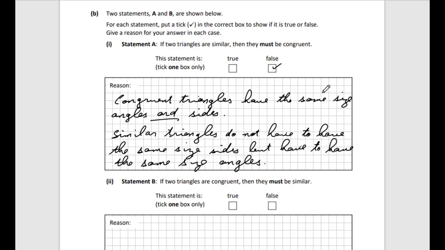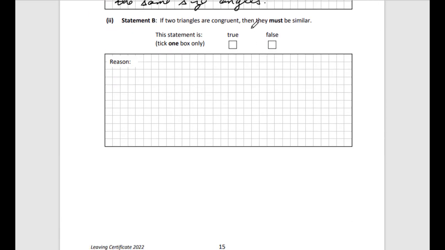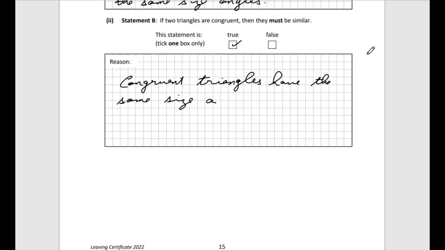that's my explanation anyway. Statement 2 then, if two triangles are congruent, then they must be similar. So this is going to be true. Why? Because congruent triangles have the same size angles and sides, okay. So similar triangles have the same size angles.